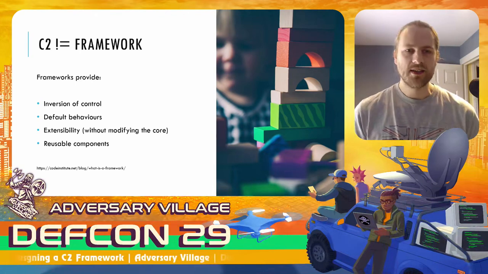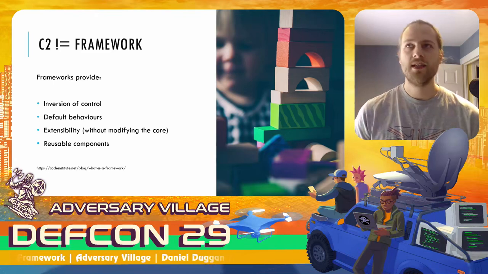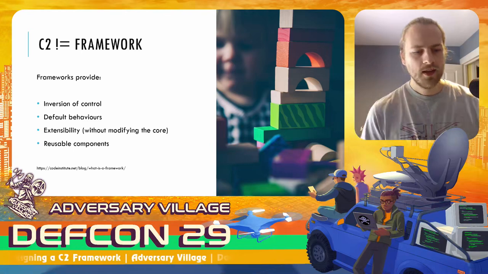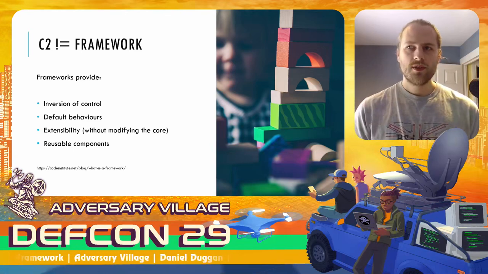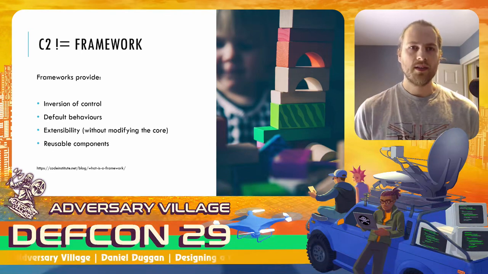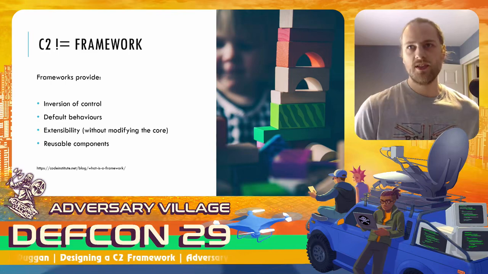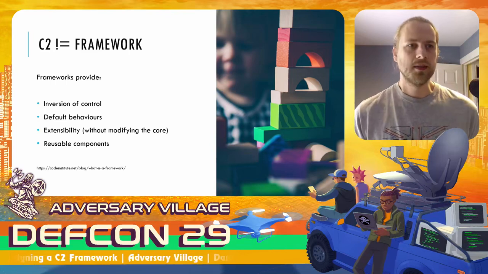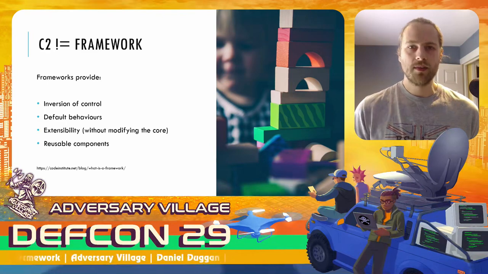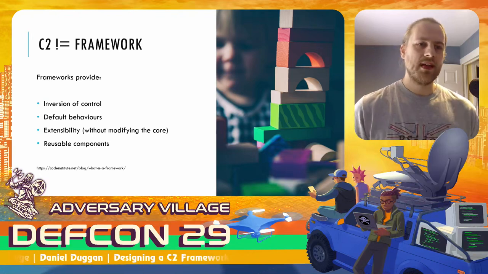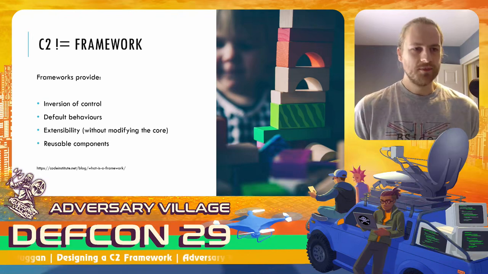So if you go onto the matrix again, for example, you'll see a lot of C2 tools that don't really readily provide that much flexibility to the operator. Maybe a lot of those tools were designed with the mind of, I want to demonstrate being able to use C2 over Office 365, for example, and that's pretty much all it's capable of. And to me, that's not really a framework. And this is all about frameworks.